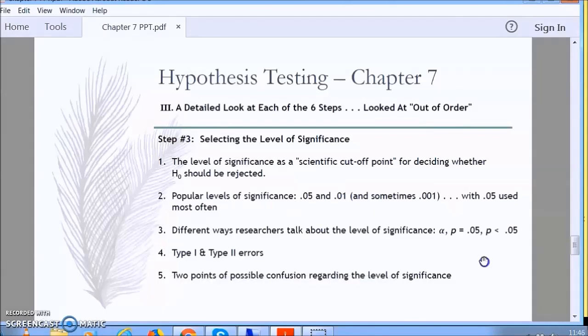This is given in page number 151. So the first confusion is, does the alpha level somehow determine the likelihood of a type 2 error? No, that is not the case. The alpha level does not influence type 2 errors.